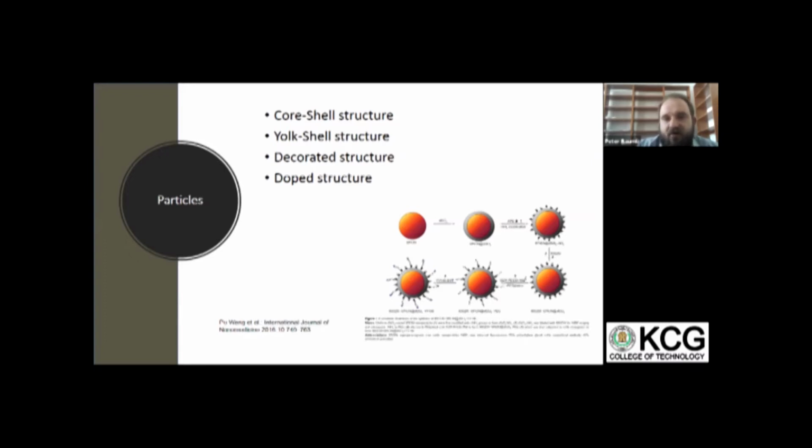We can speak about the decorated structures, as we can see here in this scheme, that we prepared this orange nanoparticle. Its surface is covered with a core, and the core is decorated, for example, with organic materials.